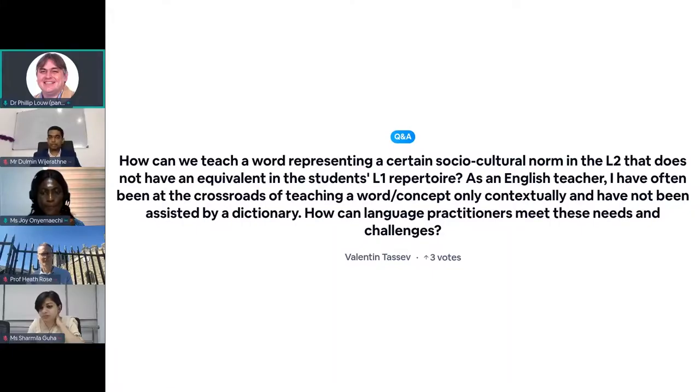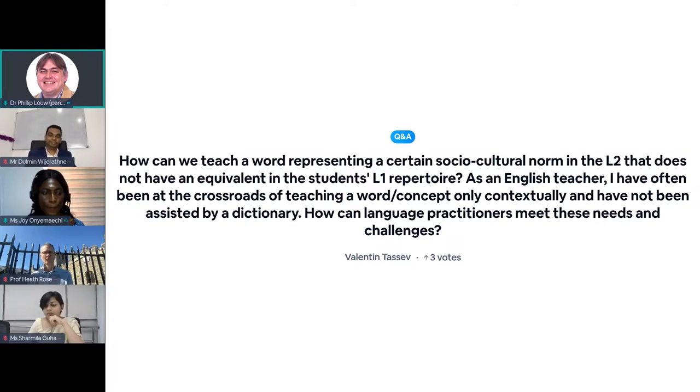Is there anything, a question from Valentin? I hope I'm pronouncing the name right. How can we teach a word representing a certain sociocultural norm in the L2 that does not have an equivalent in the student's L1 repertoire? As an English teacher, I have often been at the crossroads of teaching a word concept only contextually and have not been assisted by a dictionary. How can language practitioners meet these needs and challenges?